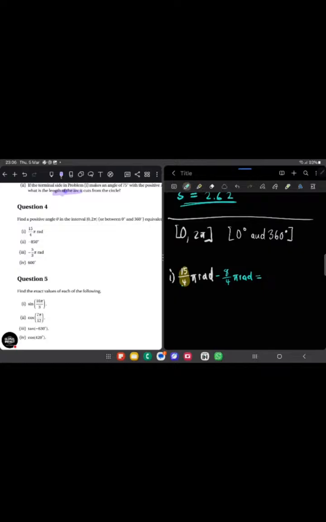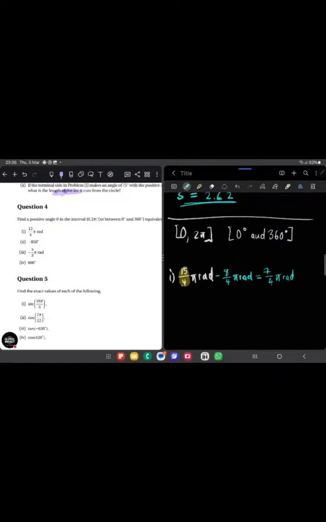By the way, you still have a cheat code. If you don't want to do this, you can use the calculator. The calculator will not let you down. Let me show you. 15 minus, because both of them are over 4, 15 minus 8, you get 7 over 4. So this is now 7 over 4 pi rad.